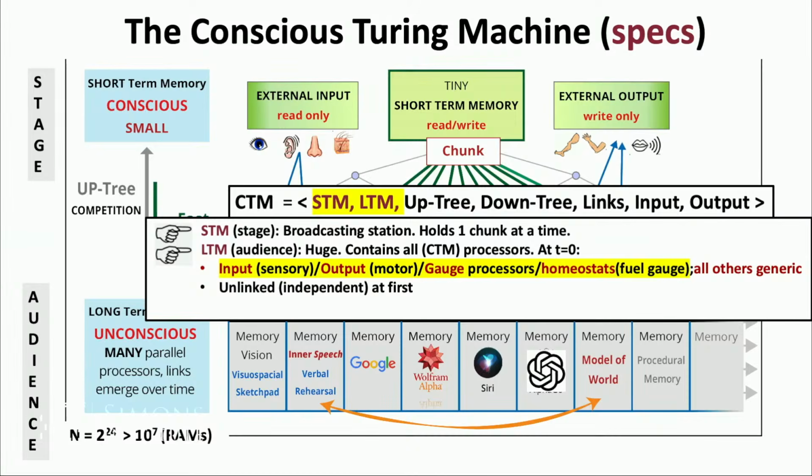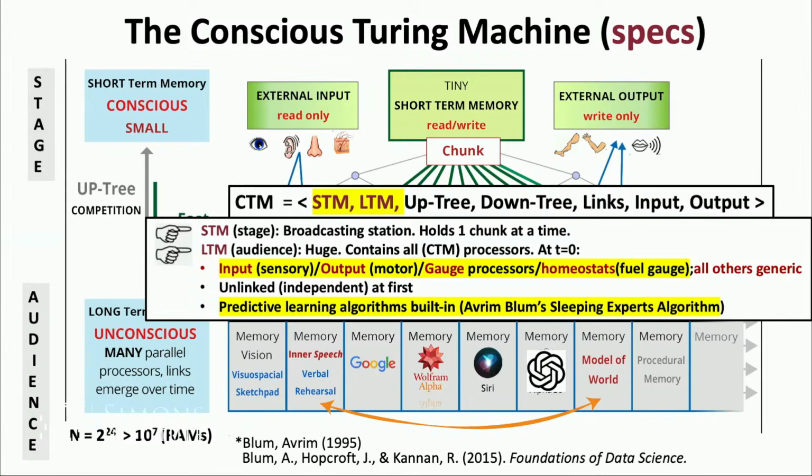Okay, to start, again for simplicity, all the processes are unlinked, and links will form as time goes on. I'll mention that in a bit. We could have some processes linked to start, but again for simplicity, we're going to say unlinked. We have predictive learning algorithms built into the processors. An important one that we have is Avrim Blum's sleeping expert algorithms, which help balance the weights that processors give their information that they want to get up into short-term memory onto the stage.